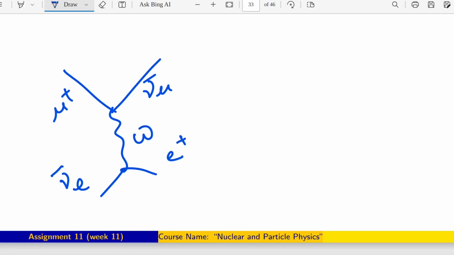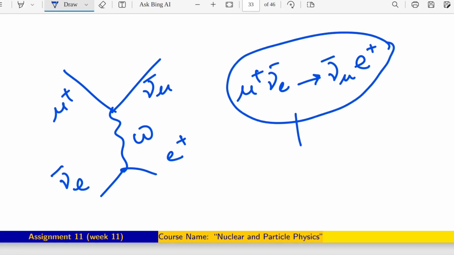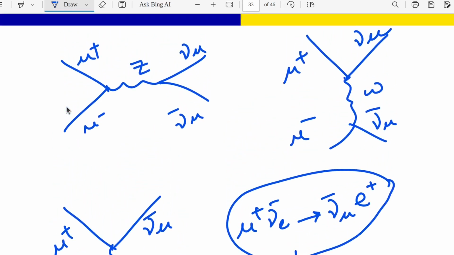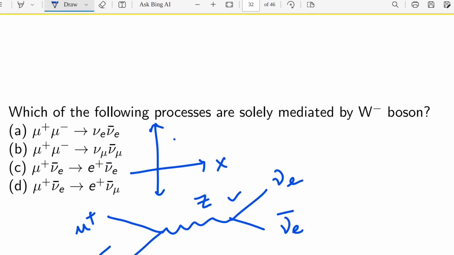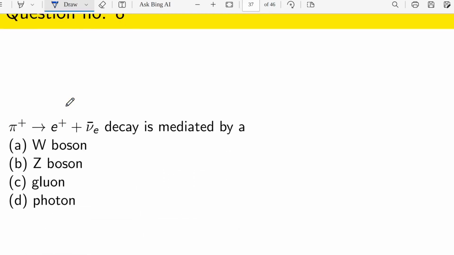Now you can see that this process, mu plus nu e bar goes to nu bar e plus, is solely mediated by W, and of the other two, this one is a mixture of Z as well as W, and this one is solely Z. So our correct answer, which is asking for the solely W-mediated process, will be the D option, right? Because we have already seen that this one is solely mediated by W. Okay, so this is the 7th question. Now coming to the 8th question.